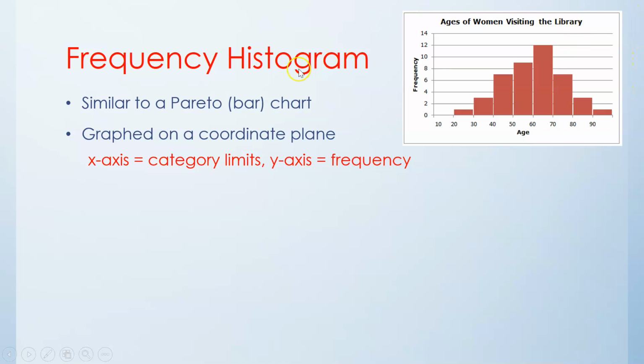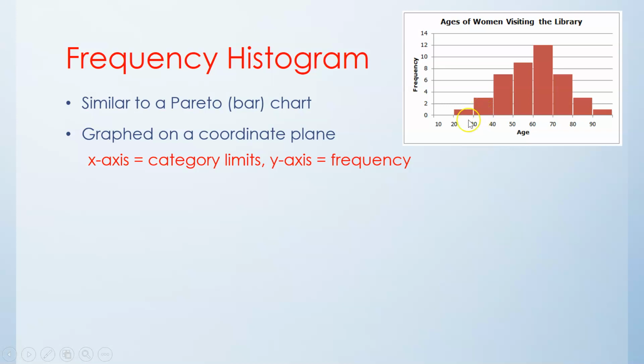For example, let's look at this little histogram here in the corner. This is showing us that looking at the ages of women visiting the library, there's one person aged 20 to a little bit less than 30. There's one person age 30 to a little bit less than 40. There are three people age 30 to less than 40. There are 7 people age 40 to less than 50, and so on. Where the bars physically are on the x-axis corresponds to the data that you are representing.